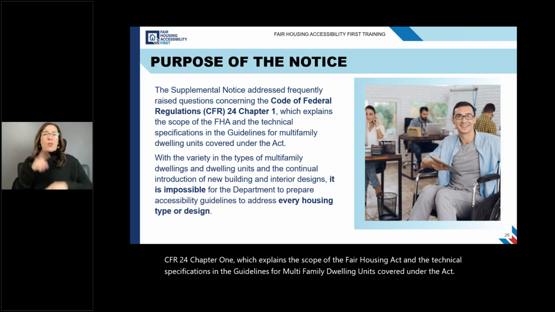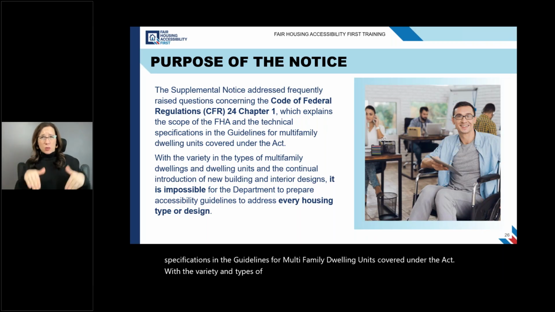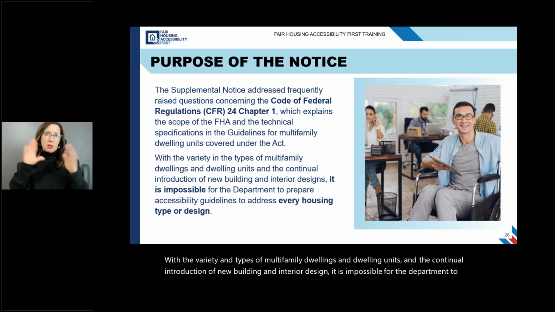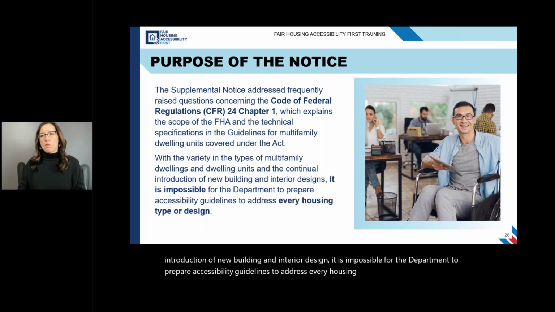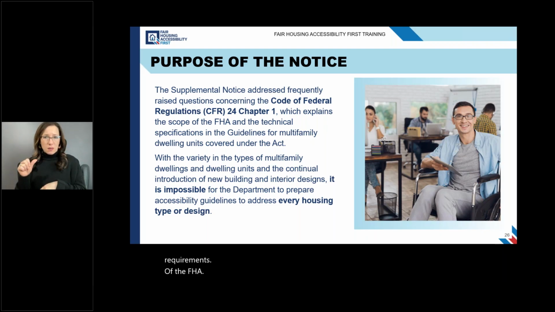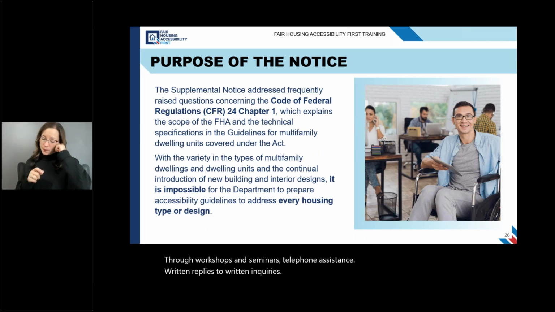With the variety in types of multifamily dwellings and dwelling units and the continual introduction of new building and interior designs, it is impossible for the department to prepare accessibility guidelines to address every housing type or design. However, the department intends to assist the public in complying with the design and construction requirements of the FHA through workshops and seminars, telephone assistance, written replies to written inquiries, and the publication of documents such as the supplemental notice.